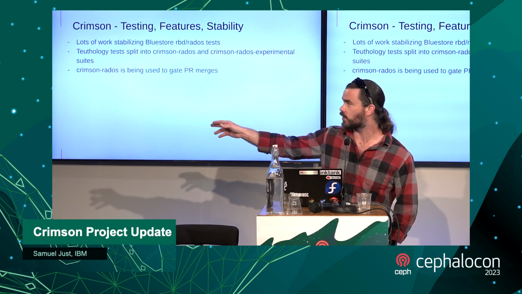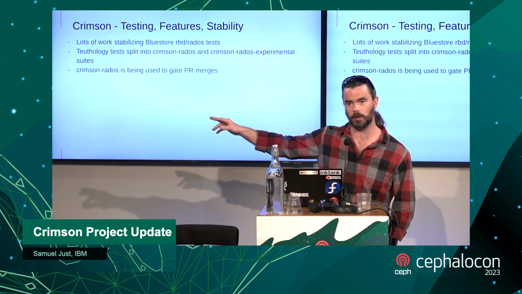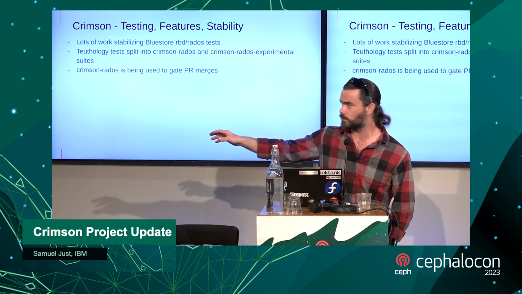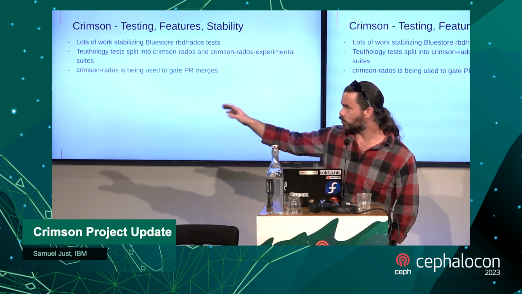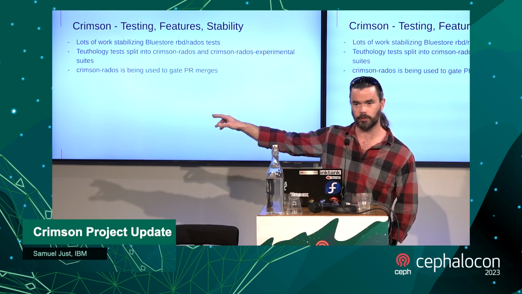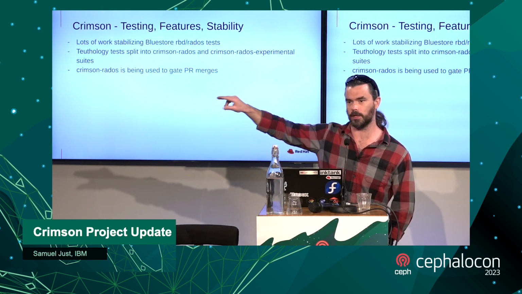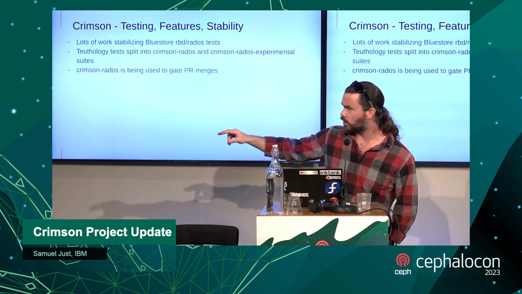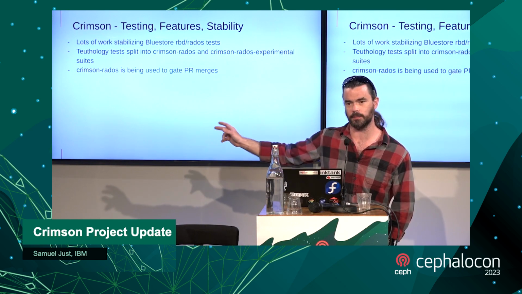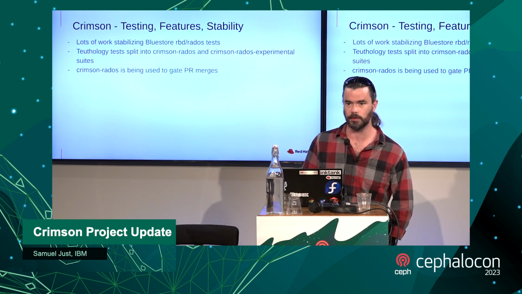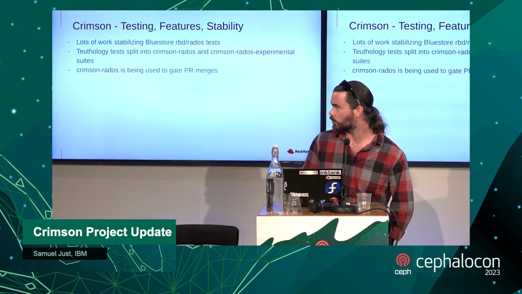A ton of work went into stabilizing the BlueStore versions of the RBD and Rados tests, at least a basic subset of them. We've created new teuthology test suites, Crimson Rados, which should pass, and Crimson Rados Experimental, which doesn't yet, so that we can move tests from the one to the other as we fix the relevant bugs. And we're actually using the Crimson Rados suite to gate PR merges now, which is a super important step to making sure that we don't introduce regressions.